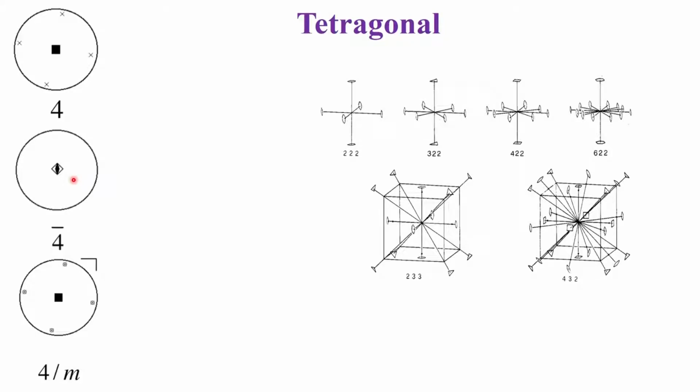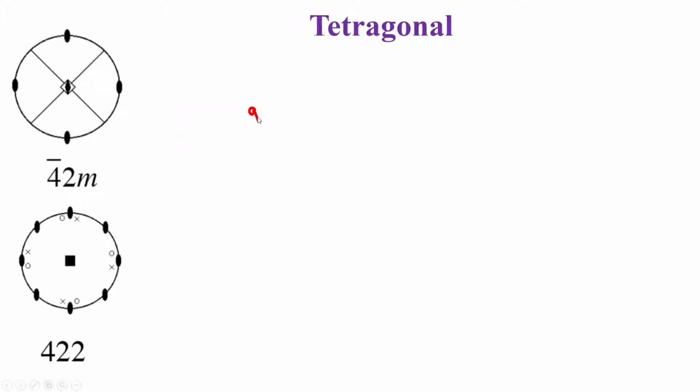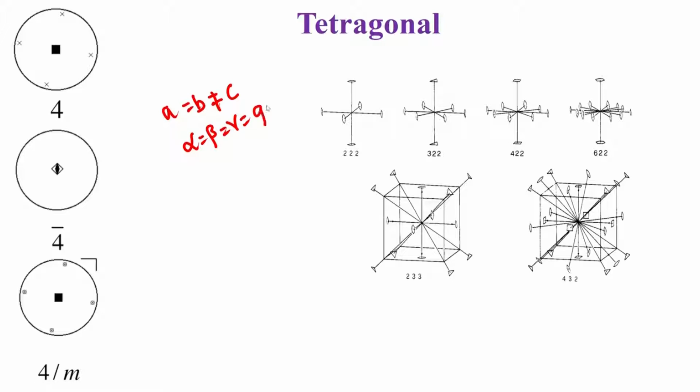Tetragonal system is a little simpler system than the trigonal system from the point of view of understanding. So, we will make an attempt to understand the tetragonal system. How do we define a tetragonal system? We define it the following way. We say that in a tetragonal system, A is equal to B, not equal to C, and alpha, beta and gamma are at 90 degrees. So, A equals B, not equal to C.